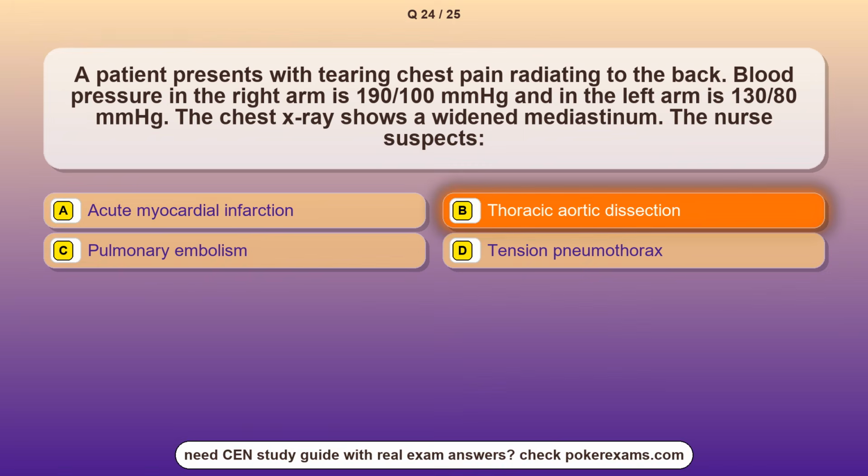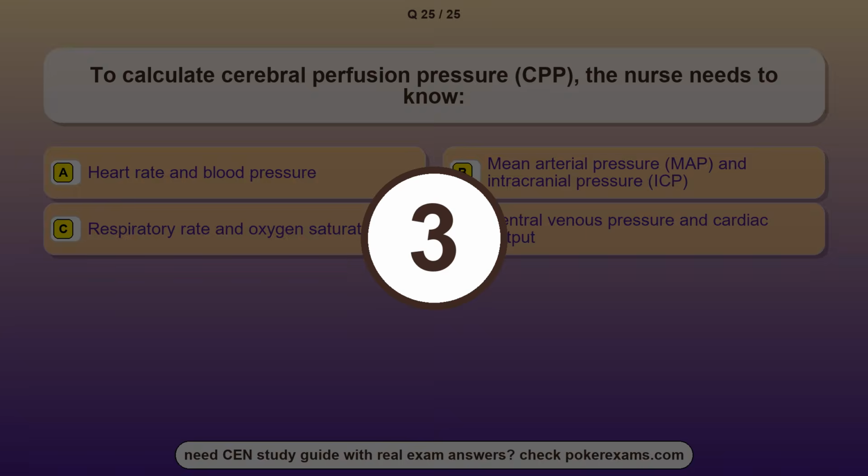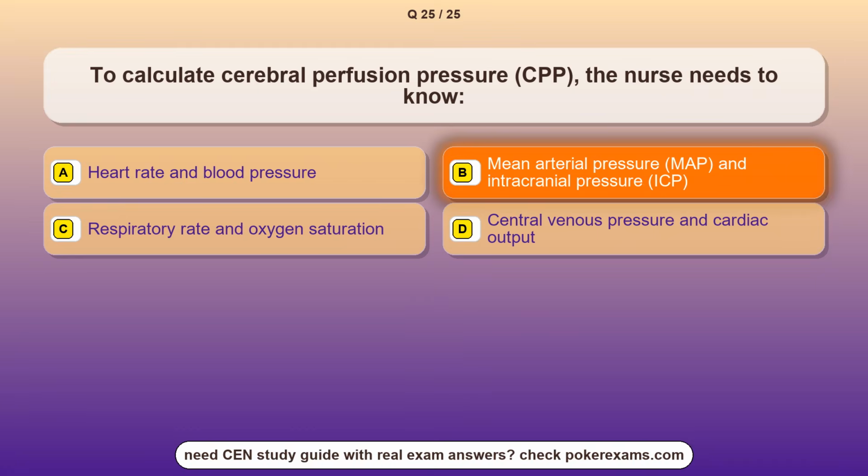The correct answer is option B, thoracic aortic dissection. Question 25. To calculate cerebral perfusion pressure, CPP, the nurse needs to know: Option A, heart rate and blood pressure. Option B, mean arterial pressure, MAP, and intracranial pressure, ICP. Option C, respiratory rate and oxygen saturation. Option D, central venous pressure and cardiac output. The correct answer is option B, mean arterial pressure, MAP, and intracranial pressure, ICP.